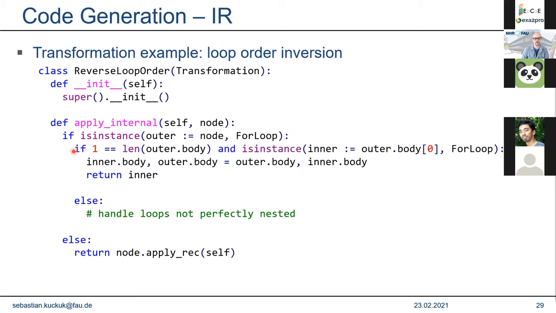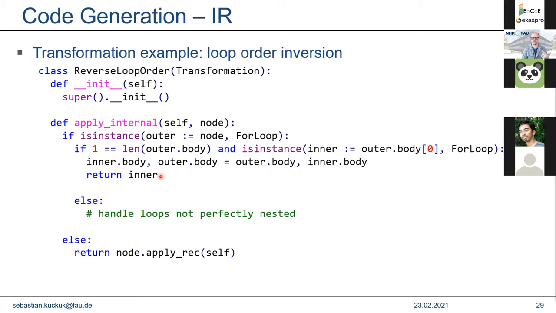So what we do is first we check if the length of the outer body is one, so there's only one element. So in other words, this should be a perfectly nested loop. And the outer body's first element is again of the type for loop. Again, we bind this to inner just to make it more readable from here on out. And if we find such a construct, we know that we have a for loop with a for loop in the body, and we can just switch the bodies of the inner and the outer for loop. Of course, you would also need to switch some other stuff here. This has been left out for brevity. But nevertheless, in the end, you return the new outer loop, which was previously the inner loop.